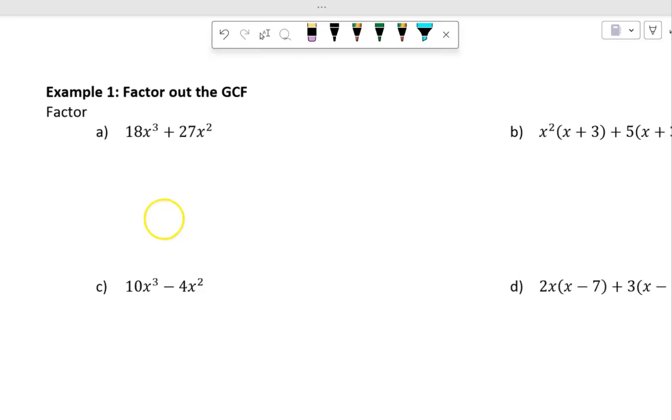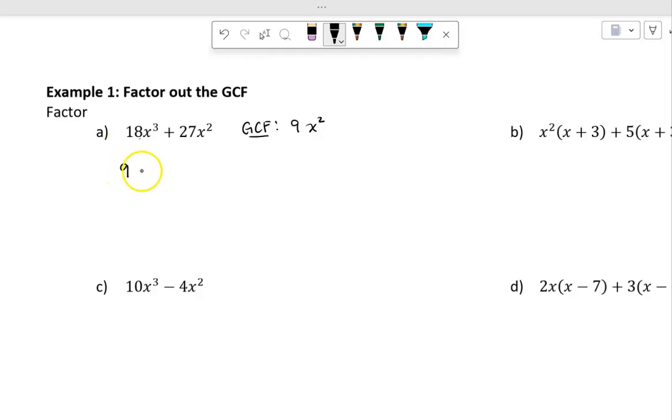So in example 1, we've got a GCF in part A. GCF means greatest common factor, and so I'm looking for the greatest thing that goes into both 18 and 27, and that's going to be 9. 9 is the biggest number that goes into 18 and 27, but I also have to look at the letters. Do I have any letters in common, and what is the most I could take out of both pieces? What is the greatest common factor? That would be x squared. Both of these terms have at least an x squared in them.